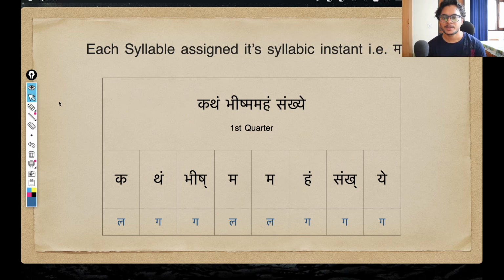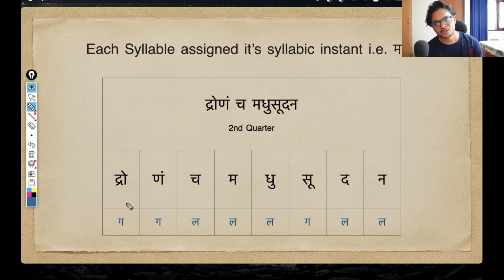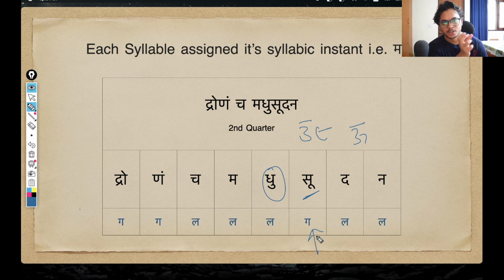Now let us repeat the same with the second quarter. So dro. As soon as you see dro, you have an o vowel, so it is obviously guru. Then nam. You have an anuswara, guru. Then you have cha with a hrasva a. Obviously laghu. Ma, it is laghu. Dhu, it is also laghu. Why? Because you have a short u, short vowel. So laghu. Then su, see, it is guru. Why? Because now you have a dirgha vowel. Guru is equal to dirgha, is equal to long. Remember that. Then you have the, it is laghu. Then you have na, it is laghu.